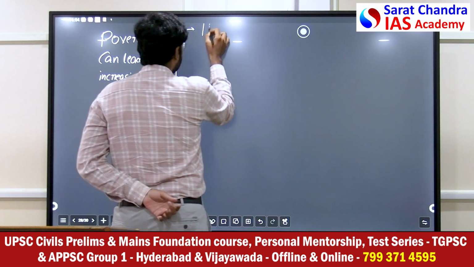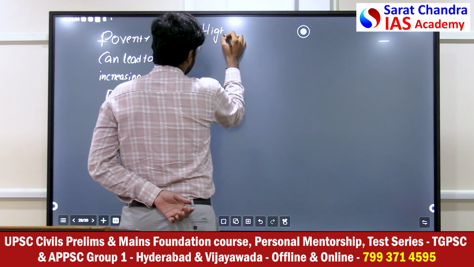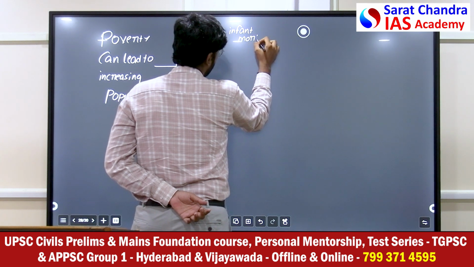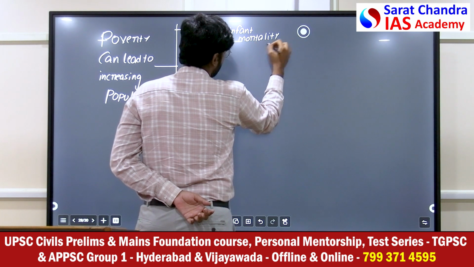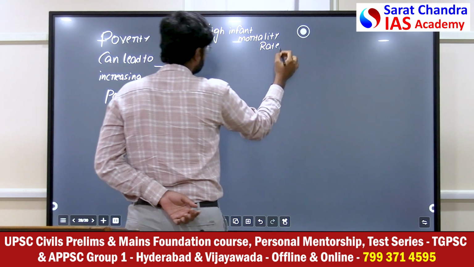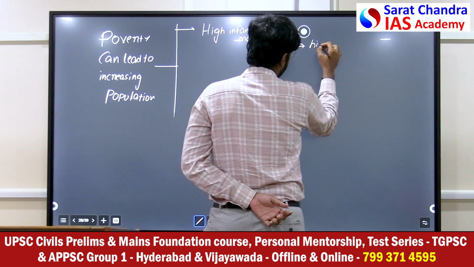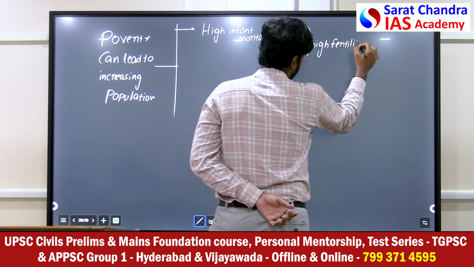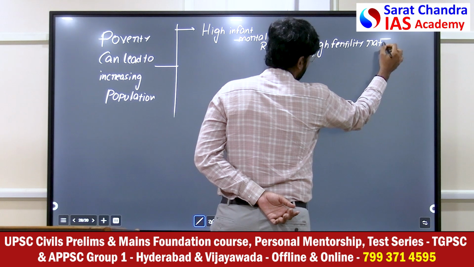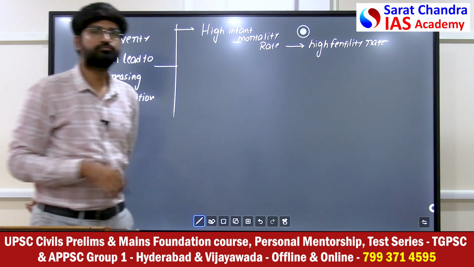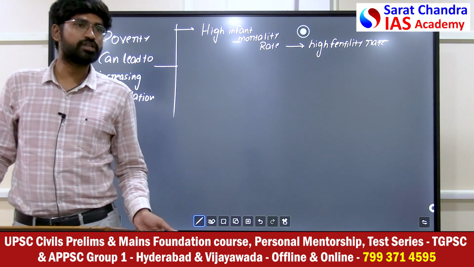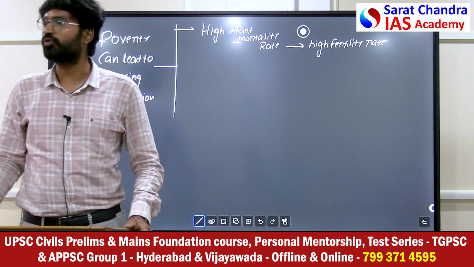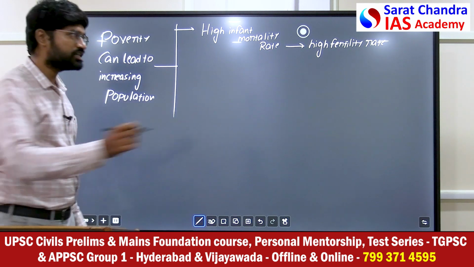The high infant mortality rate is leading to the high fertility rate. Because more children are dying before they reach 1 year, obviously more reproduction is happening in rural areas.